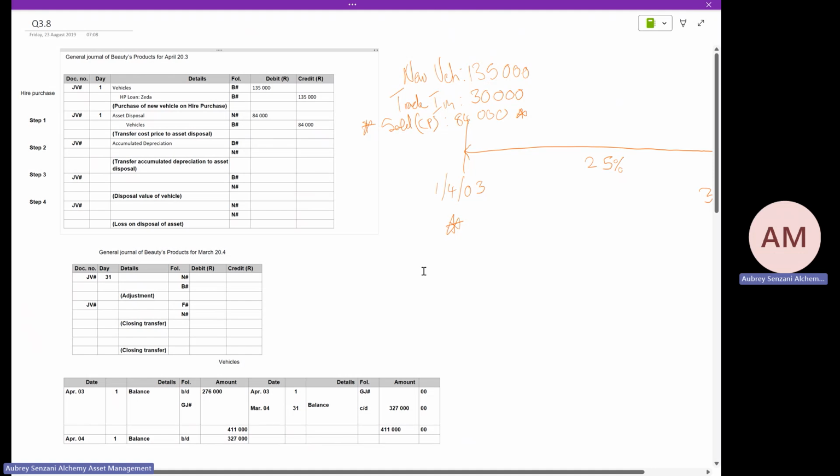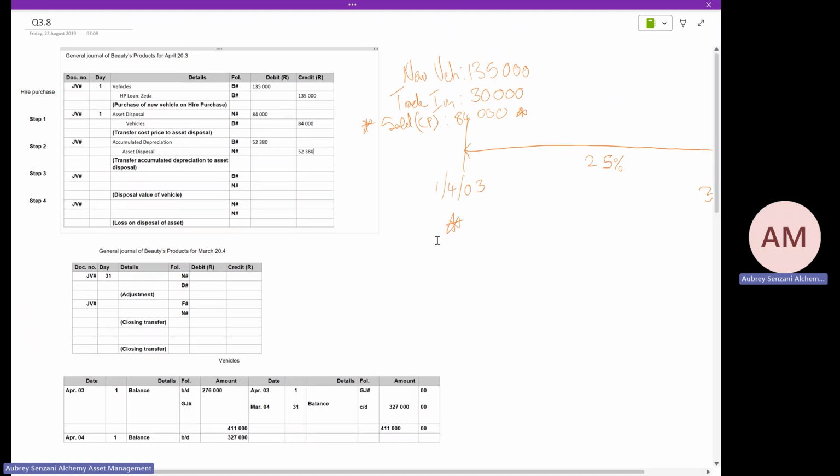They told us the depreciation that we've had on this vehicle that we've disposed of, second line under additional information, is 52,380. And again, the account that we'll be crediting is this temporary account that we use only to dispose of assets, asset disposal. We're crediting that account by the same amount. So far so good. So we finished step number 2.